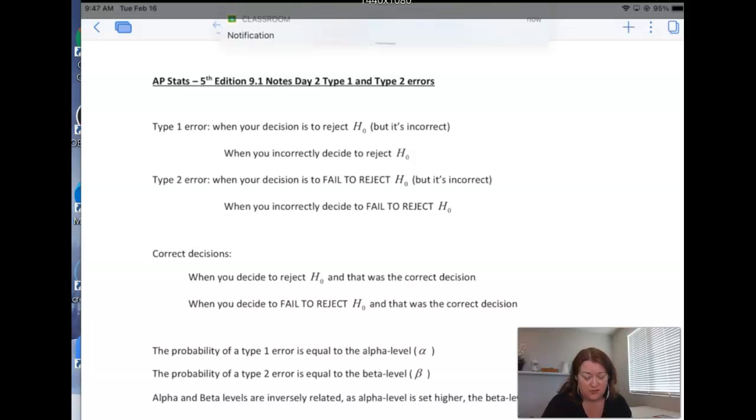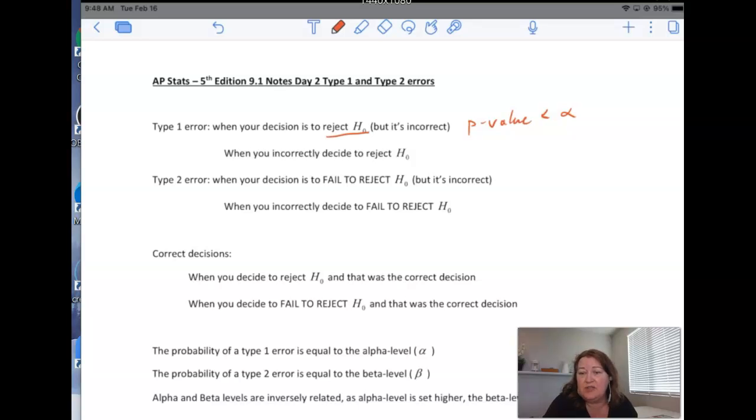All right, so the first one is a type 1 error. That's when your decision is you decide to reject H0. So that means that your p-value was less than your alpha level, right? So you decided to reject H0, and later you find out you shouldn't have, okay? And later could be some other time where they just say, describe what a type 1 error is.